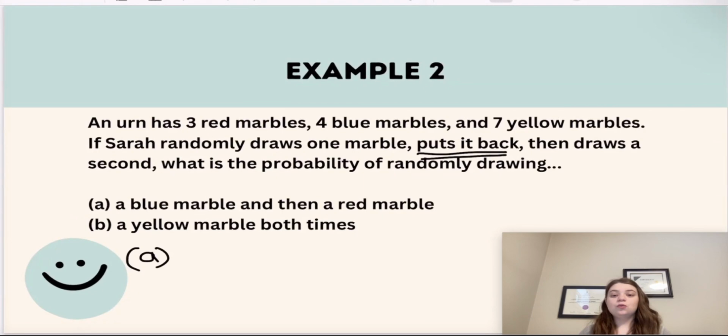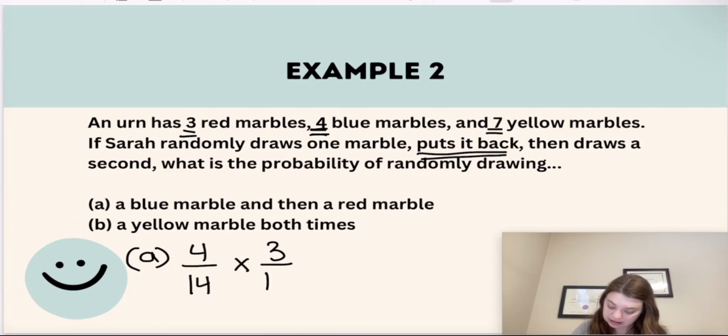So first I need to know what's the probability of drawing a blue marble. Well, there's 4 blue marbles out of a total of, let's see, 3 plus 4 plus 7, which is 14 marbles total. So the probability of drawing a blue marble is 4 over 14. Then, what's the probability of drawing a red marble? Well, that would be 3 out of 14.